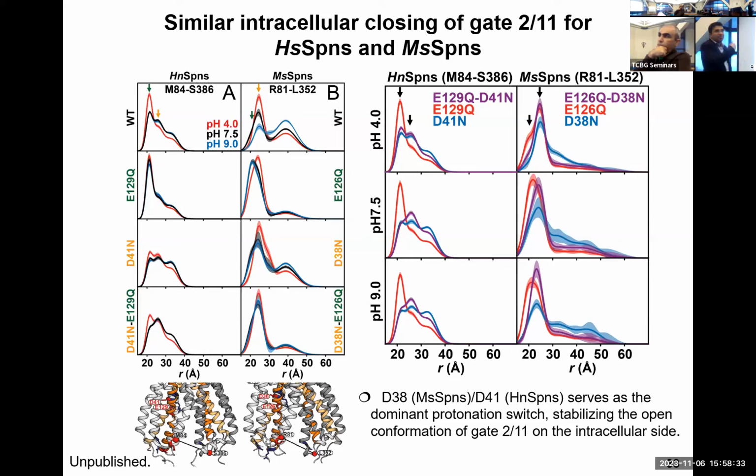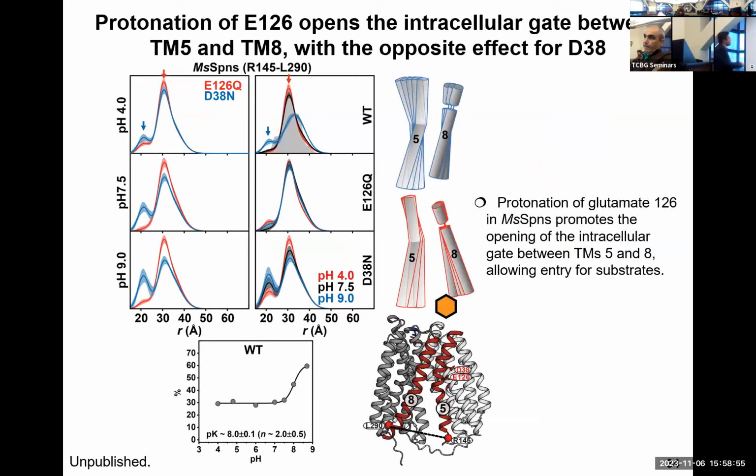And here I'm just representing this result differently, based on pH and then mutations. As you can see, again, E126Q closes the gate 2 and 11, but D38N keeps it open. So that's something that is similar between HnSpns and MsSpns. For the gate between 5 and 8, D38N closes the gate, but E126Q opens the gate.